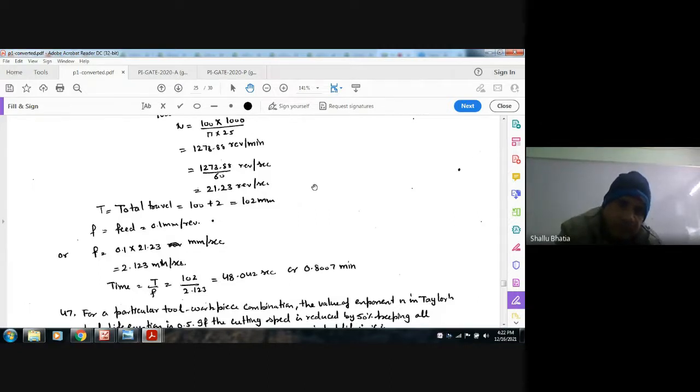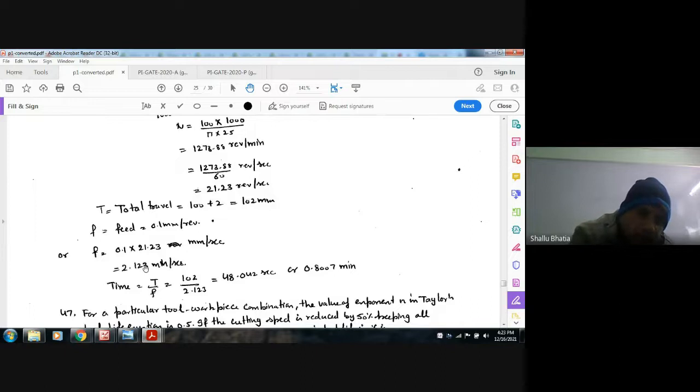So N is 21.23 revolution per second, and total travel is 102 mm. And the feed is 0.1 mm per revolution. So this N is in revolution per second, and the feed is 0.1 mm per revolution. Now if we want to calculate the feed in mm per second, we have to multiply this N with this f. Then we can calculate the feed in mm per second.